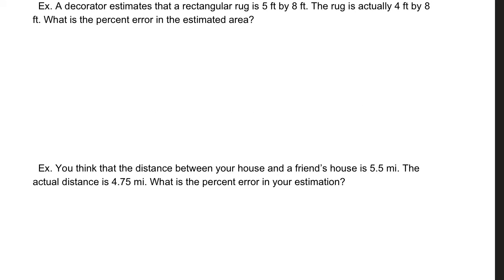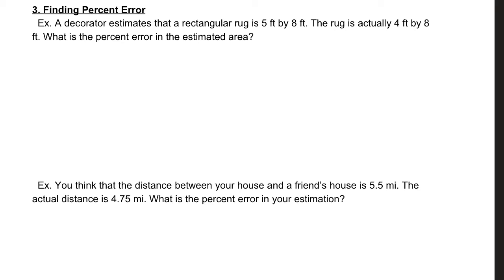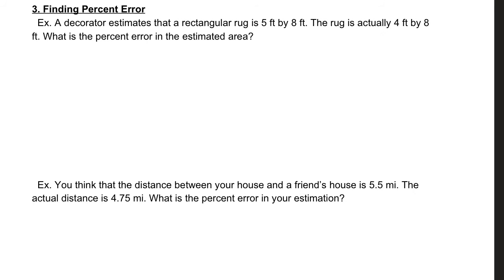So I've just got a couple examples to show you about finding percent error. So for percent error in these estimates, absolute value to make sure that it's positive, and then we just got to know what our actual value is and our estimate. So a decorator estimates that a rug is 5 by 8 feet. The rug is actually 4 feet by 8 feet. What is the percent error in the estimated area?